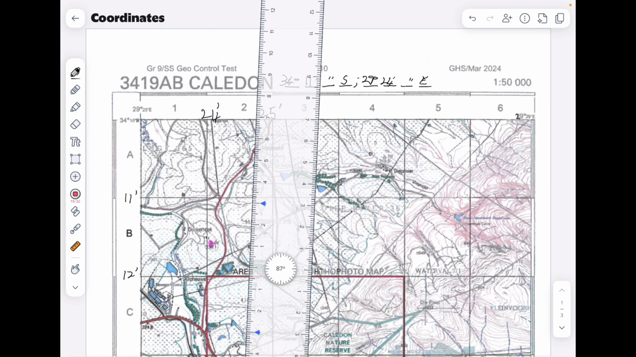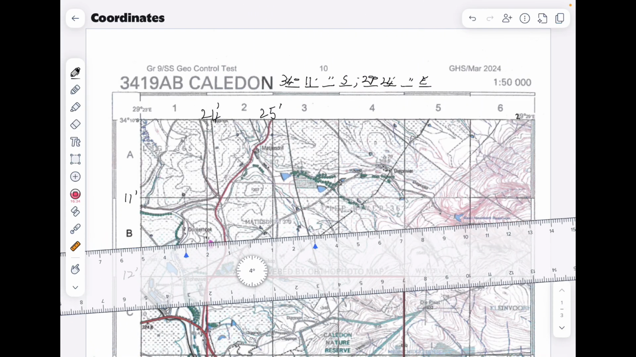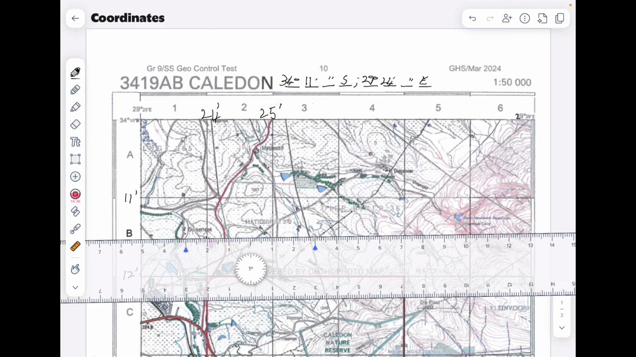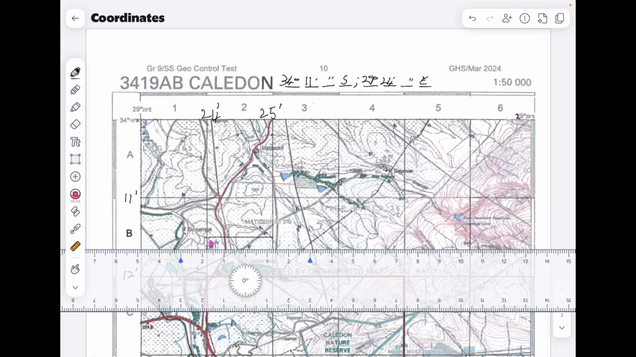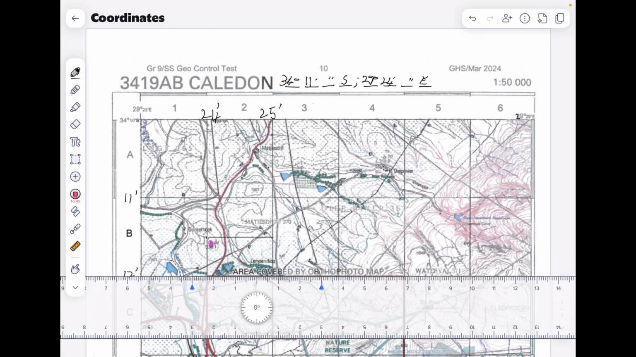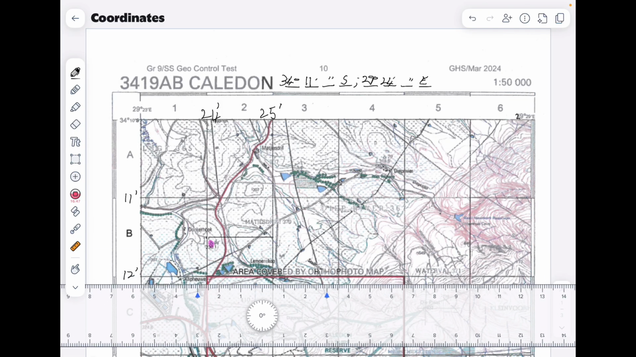And then we're going to turn our ruler and line it up with that, and we are going to draw a line across. Okay, so that's our halfway. And we need to ask ourselves how many seconds are in a minute. I hope we all know the answer there. We know that there's 60 seconds in a minute.